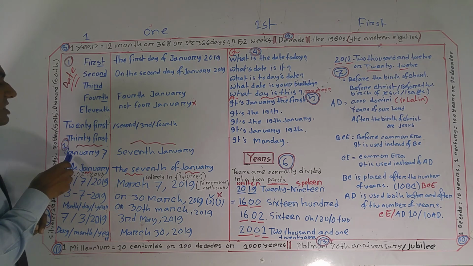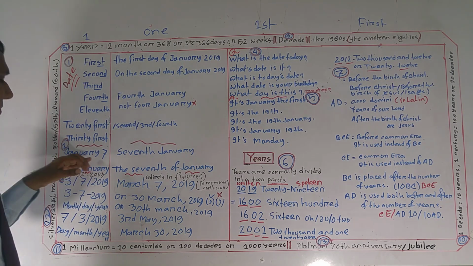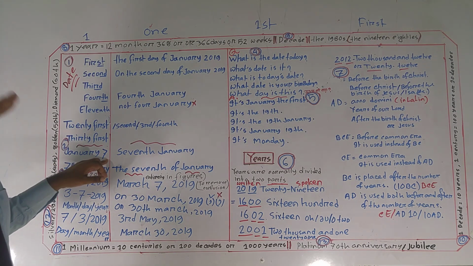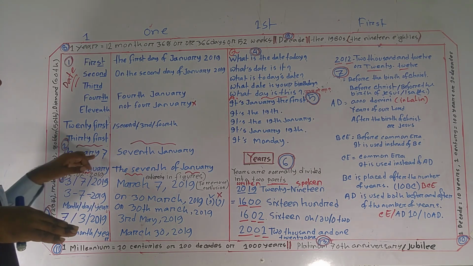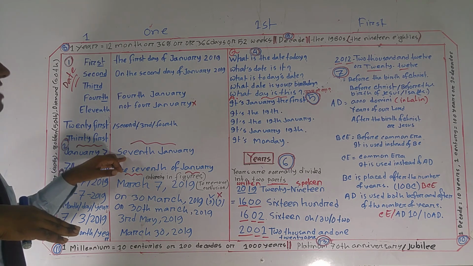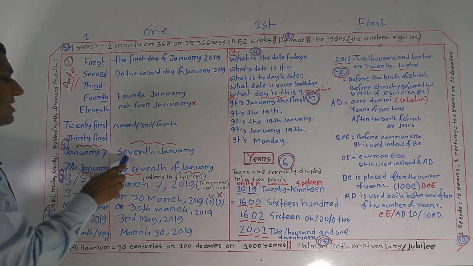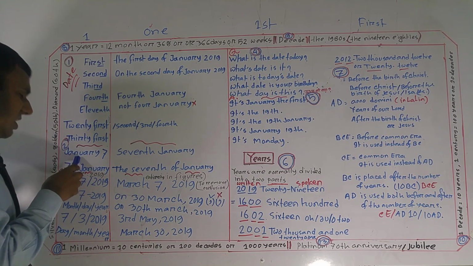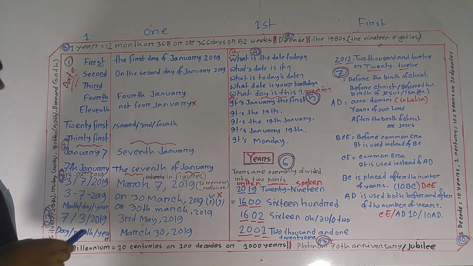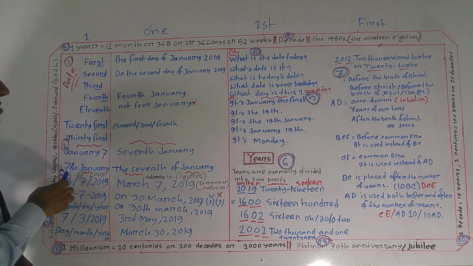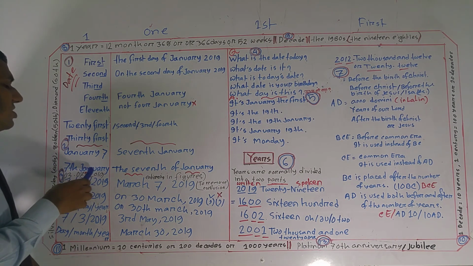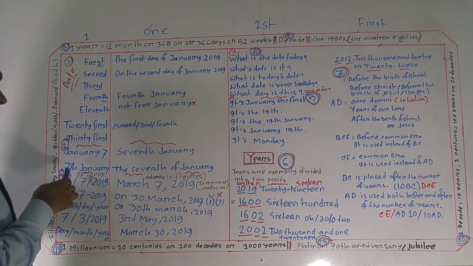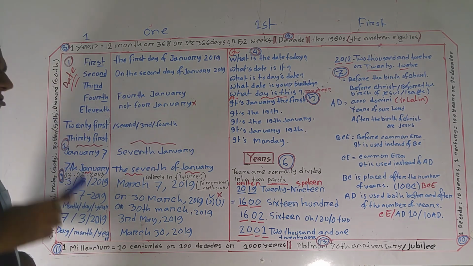In writing, it means January 7th, the month before the date. This is the American system, and you have to tell this date as 7th January. You have to tell the date accordingly. This is the American system. And the second, you will find as 7th January. This is the British system.